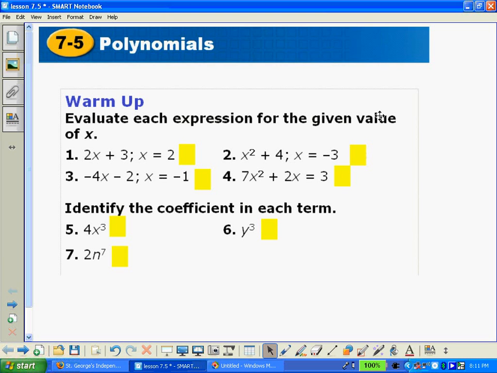In this lesson, we're going to be talking about one of my favorite algebra topics, and that is polynomials. Before we get into polynomials, take a minute, get out a piece of paper, get out a pencil, and write down the answers to these 7 questions. Hit pause, answer the questions, and when you're finished, come back and we'll look at the answers.